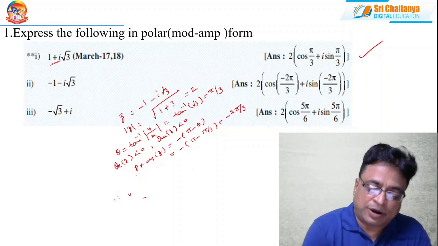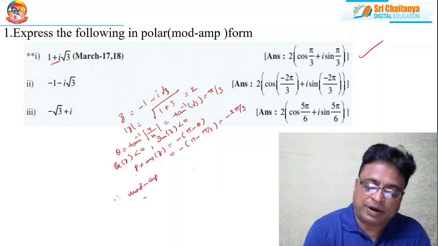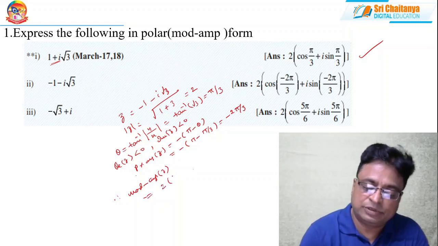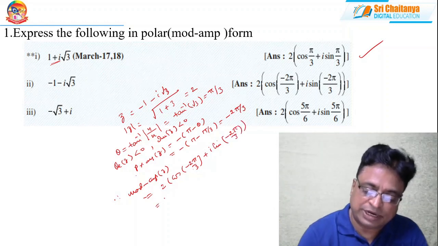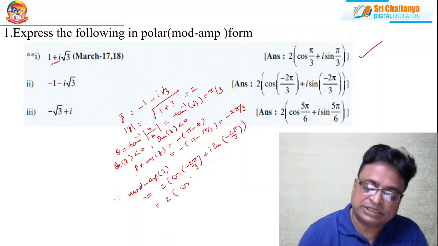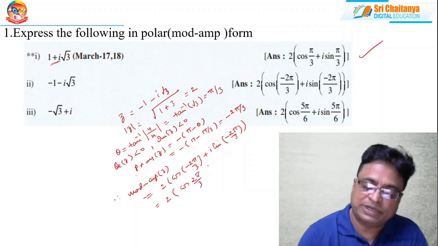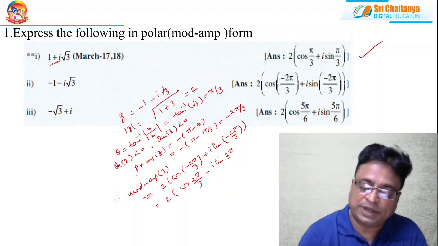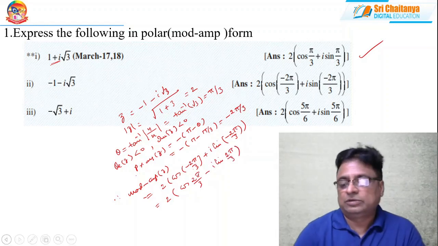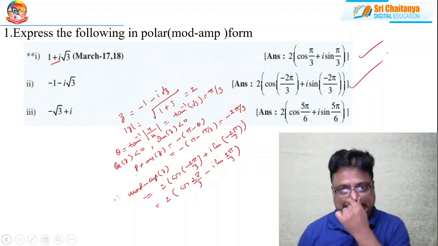Therefore the mod amp form of z I can write as 2 into cos minus 2 pi by 3 plus i sin minus 2 pi by 3. You can write it like this, or you can also write this as 2 into cos minus theta, which is equal to cos theta, that is cos 2 pi by 3, and sin minus theta is equal to minus i sin theta, so minus i sin 2 pi by 3. So this is about the second question.